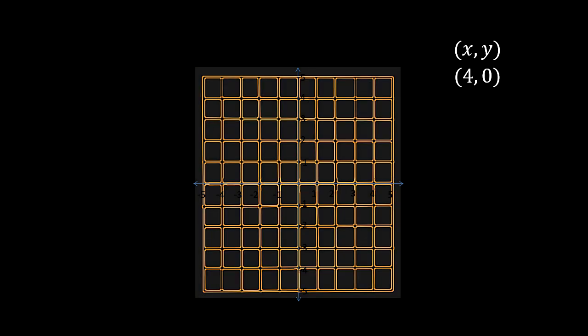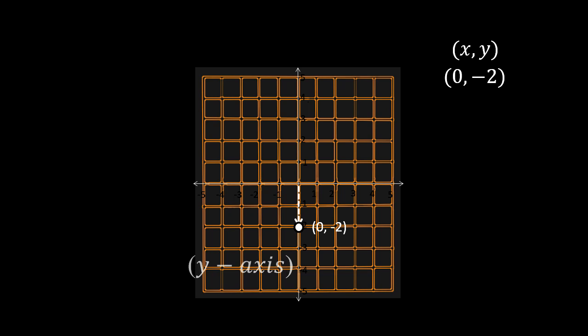Now (4, 0). This point is on the x-axis, just 4 units to the right. And then we have (0, -2). This point is on the y-axis and 2 units down. So these last 2 points we saw are not in any quadrant.